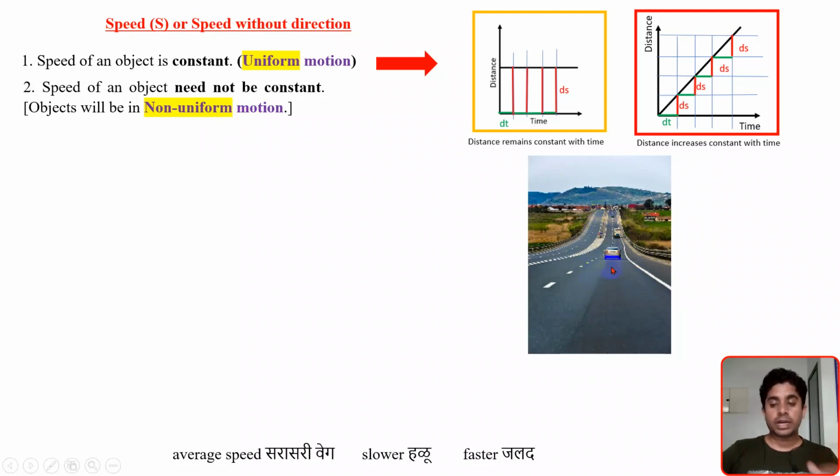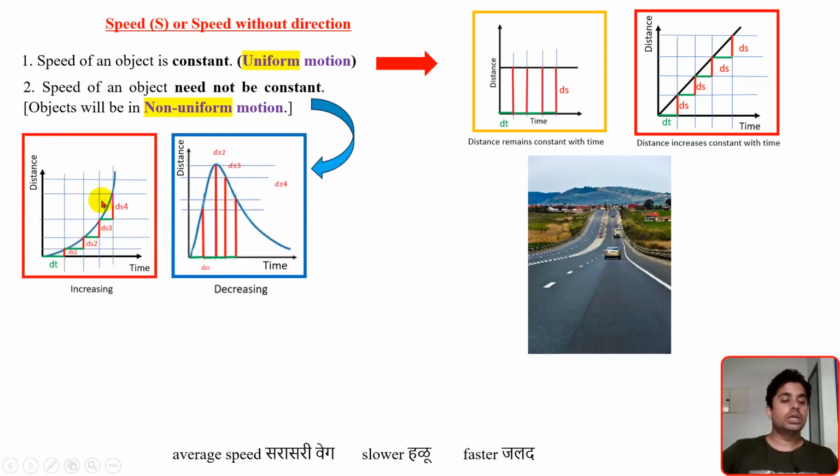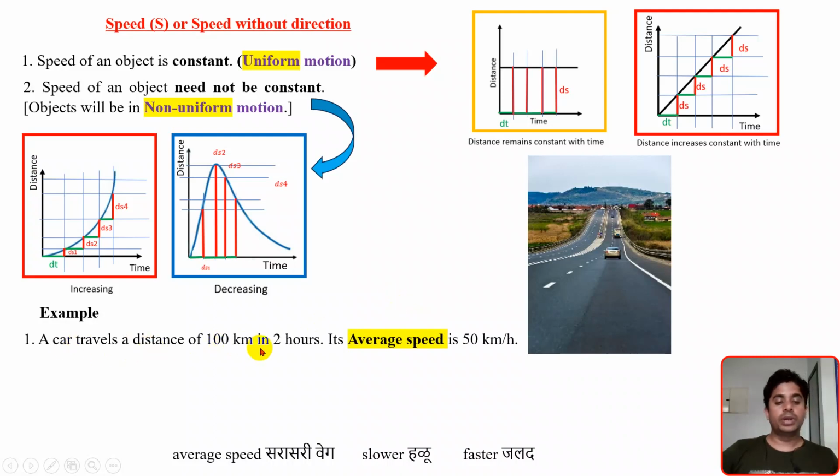When the car is running on a flat surface with a constant speed, uniform speed, then the uniform motion condition is satisfied. But when we are increasing the speed, decreasing the speed, and maintaining constant speed, all three things together, then I will say the car is under non-uniform motion. We know the non-uniform motion graphs also, which we have studied. This graph represents increasing non-uniform motion, and this graph represents decreasing non-uniform motion. So, same example: the car travels a distance of 100 kilometers in 2 hours.